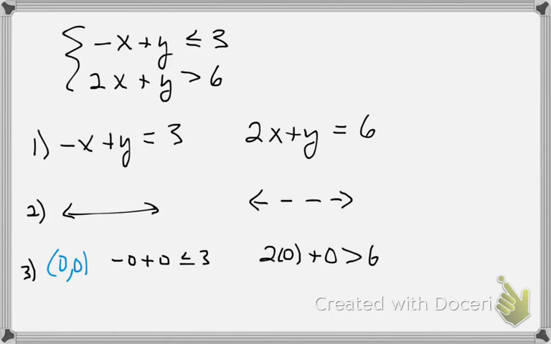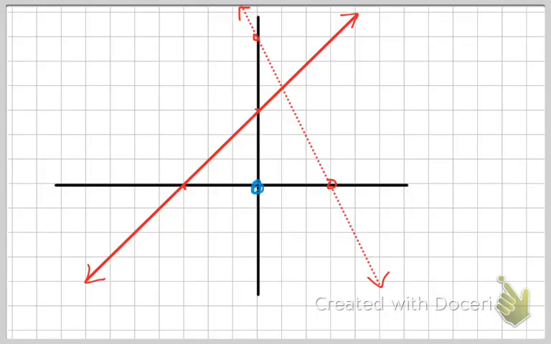You guys agree? So I get 0 less than or equal to 3. True or false? That is true. 0 less than or equal to 3 is true. Then I get 0 greater than 6. That is false. So this means when I did the point 0, 0, I was on the correct side of the solid line, but I was on the wrong side of the dashed line. So can you tell me where I need to go? Cross the dashed line without crossing the solid line.